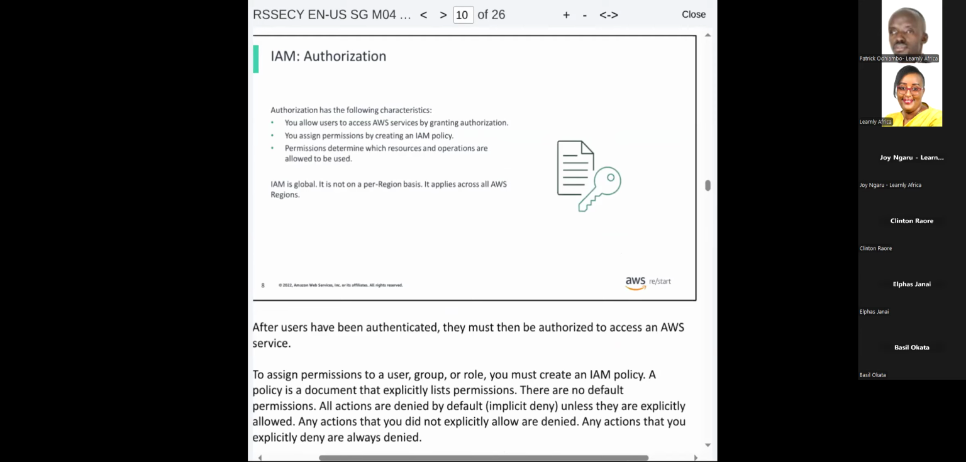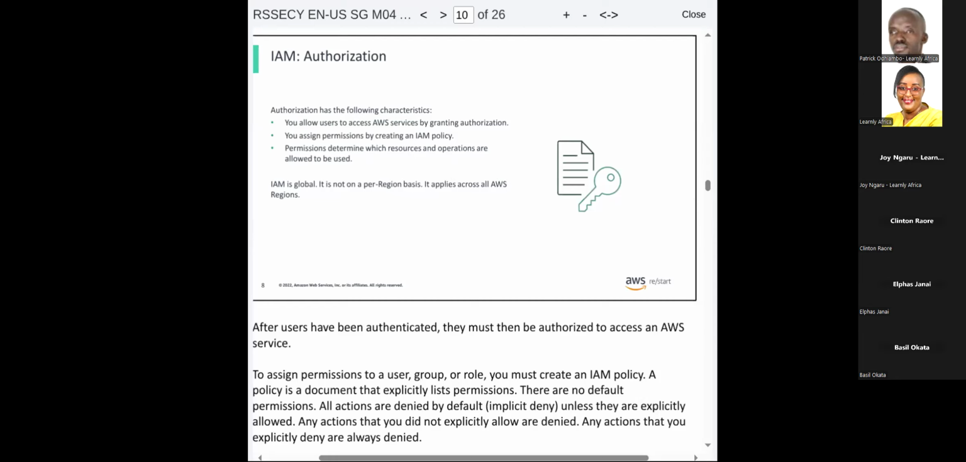All right, let's go to IAM authorization. With authorization, you allow users to access AWS services by granting them authorization. You assign permissions by creating an IAM policy. Permissions determine which resources and operations we are allowed to access. So in short, authorization in AWS IAM determines what actions a user, a group, or a role can perform and which resources they can access. It follows a strict permissions model.